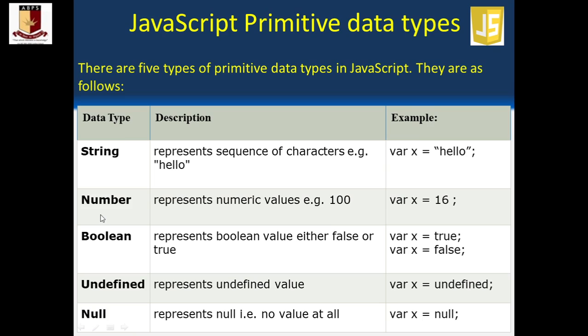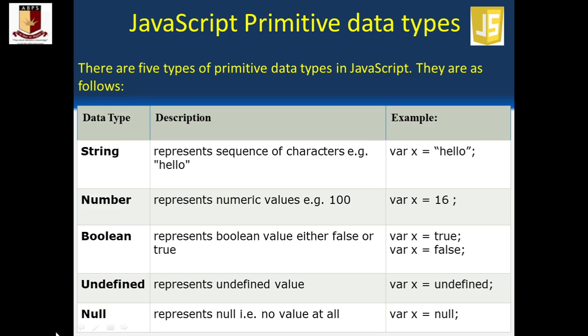Similarly, the second data type is number, or we can say numeric. The same statement I am using here, var x, a variable x, but this time what value am I assigning here? 16, a numeric value. So x will become what type? Numeric type. Okay, the next one is boolean. Boolean, you already know, true or false values. So the variable can hold only one of two values, true or false.